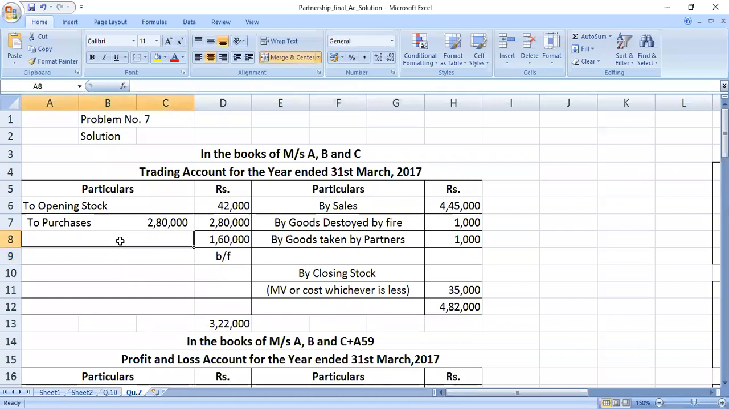It is considered as To gross profit carried down. To gross profit carried down.